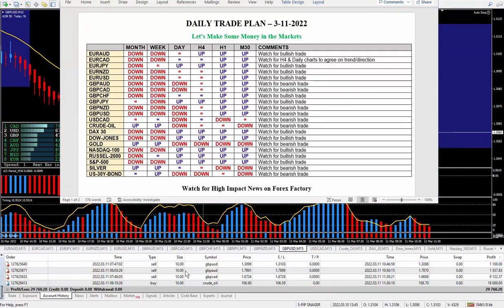Now the first 3 trades I took earlier in the morning based on the pound weakness. As you can see, watch for bearish trade. Now this crude oil, it says to buy here, crude oil. I based that on the very 2 higher time frames, but it says down on the lower time frames, so watch for bearish trade first, and then of course it can easily go up, so you have to be aware of that.